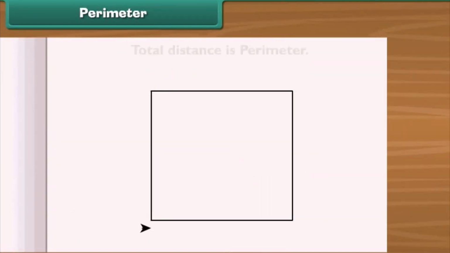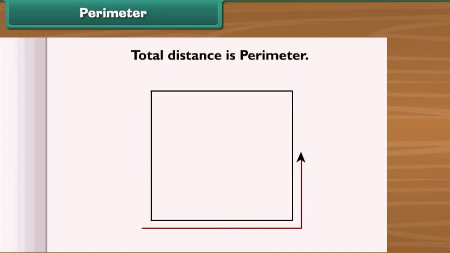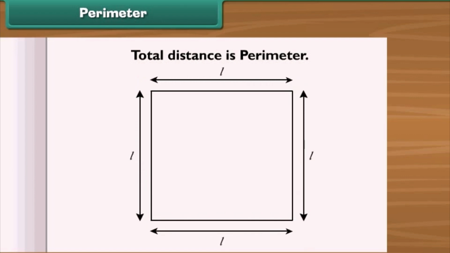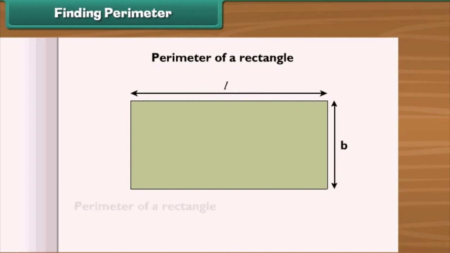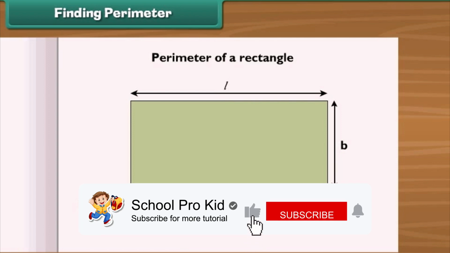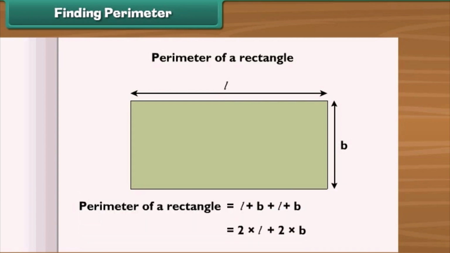Perimeter. The total distance around a two-dimensional figure is known as its perimeter. In other words, perimeter of a two-dimensional figure is the length of its boundary. Finding perimeter. Perimeter of a rectangle. If L is the length of a rectangle and B its breadth, the perimeter of the rectangle is equal to L plus B plus L plus B is equal to 2 into L plus 2 into B.